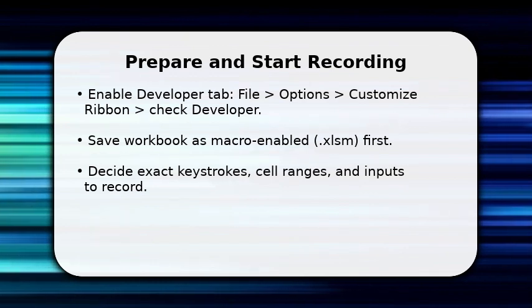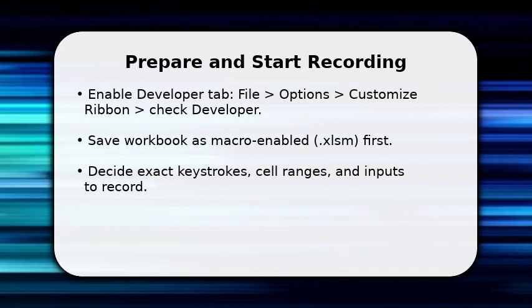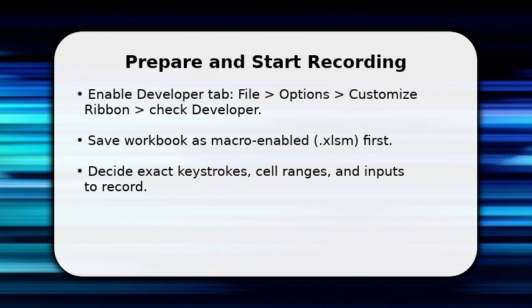Click Developer, Record Macro, give a descriptive name, choose a shortcut or store it in this workbook, and add a short description so you remember why. Make sure to select Relative References if you want the macro to adapt to different starting cells.